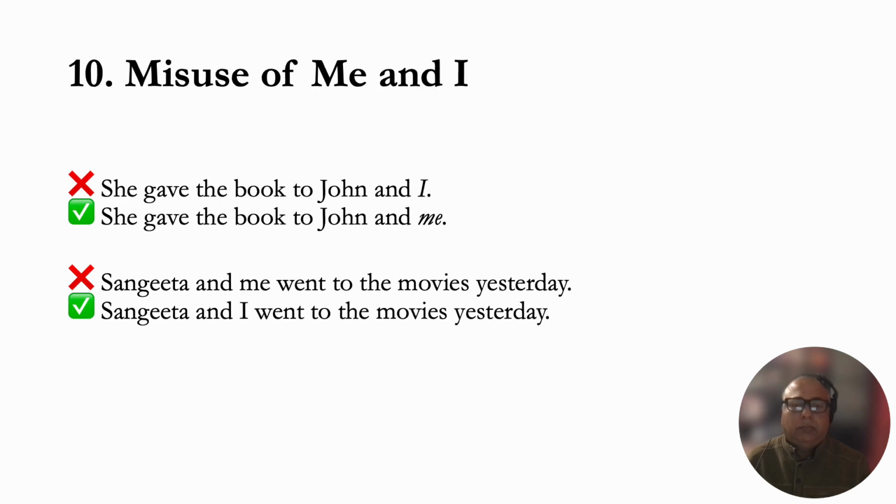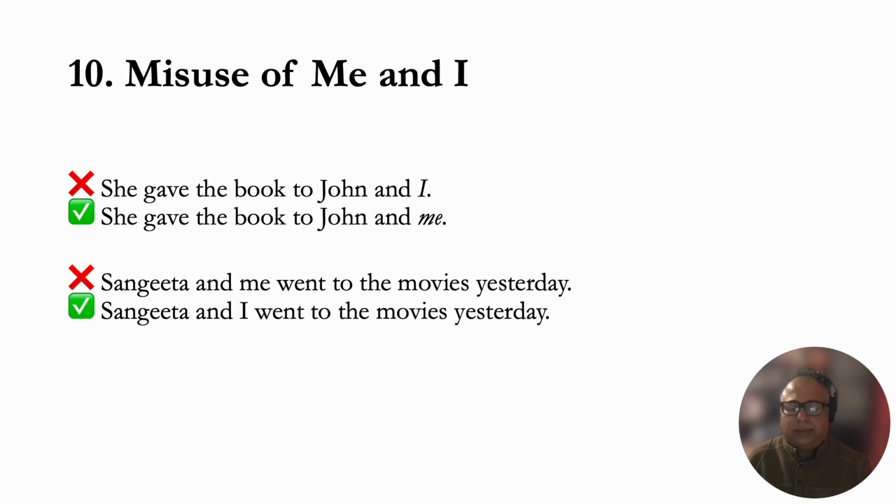Number 10, misuse of me and I. All right? Now let me explain to you the difference between the two. Me is an object pronoun. I is a subject. So just the other day, one of my students said to me, me and my brother went somewhere, right? And I corrected him. I said, try to write, me went somewhere, right? It sounds very awkward, very weird.